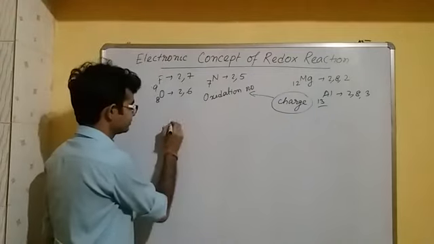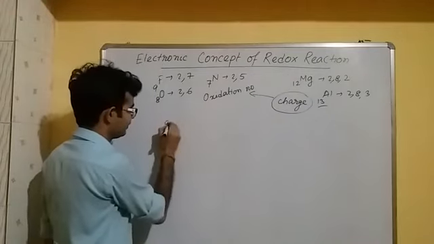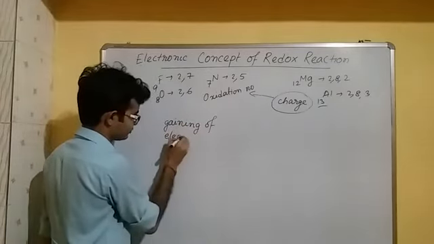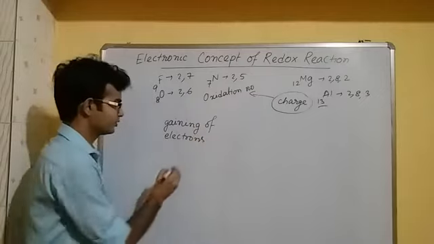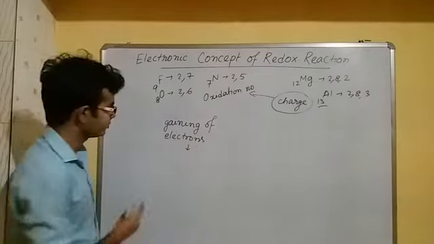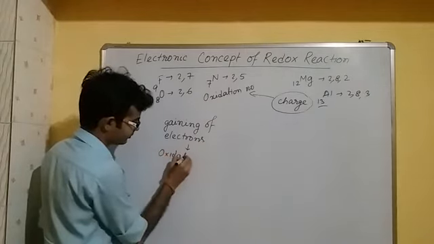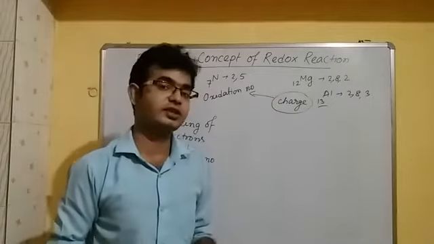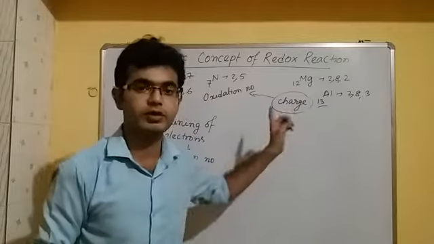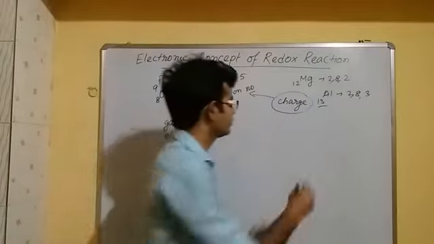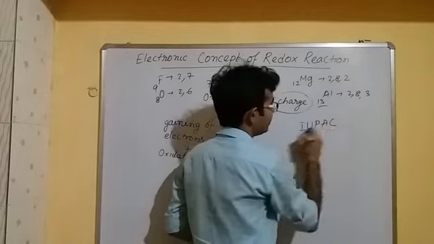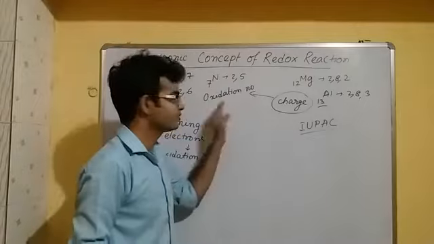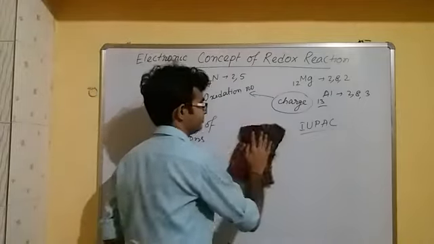So it is clear that when there is gaining of electrons, what will happen then? When an atom gains an electron, oxidation number. Remember, we are using this word, oxidation number, not reduction number. It is given by IUPAC, International Union of Pure and Applied Chemistry. It is fixed. You have to say oxidation number.